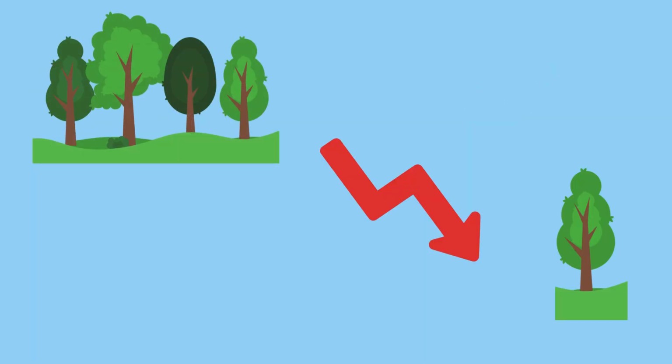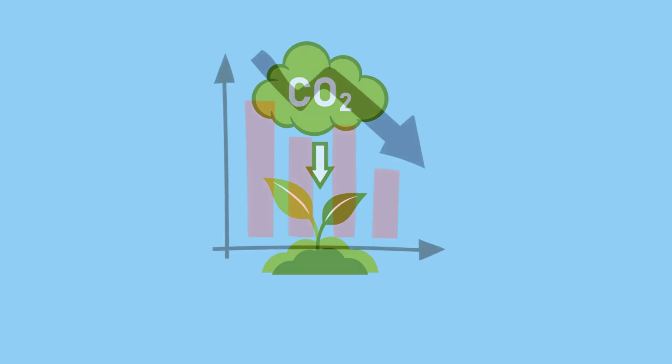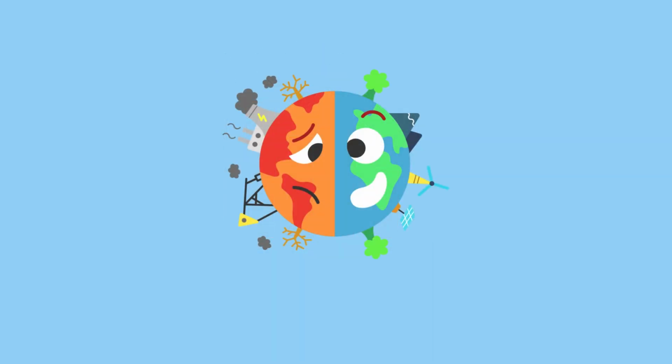Cutting down carbon-storing forests and the destruction of habitats like grasslands directly harms the plants that are crucial for survival. Fewer plants mean less natural CO2 absorption, making it harder for our planet to combat climate change.